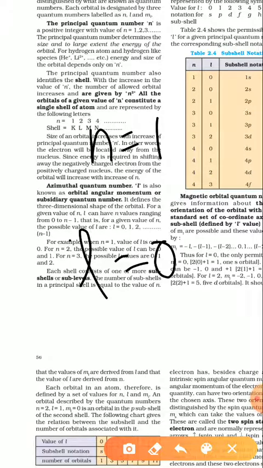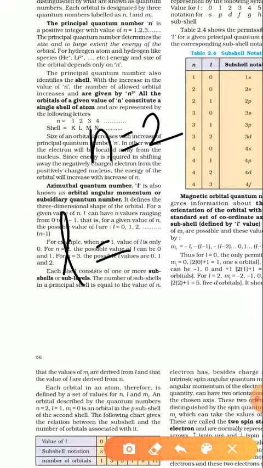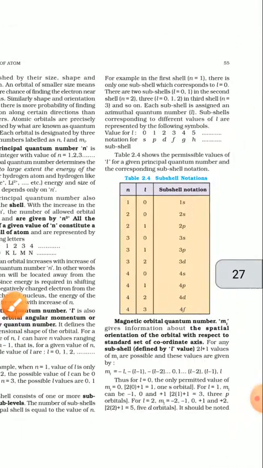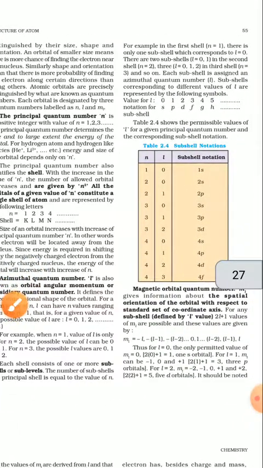The first shell will have only one subshell. That is what it means with the value of n, L is equal to 0. If the value of n is 2, the value of L will start from 0 and 1, which means this will have two subshells, so it will go on, right? It will be going on.